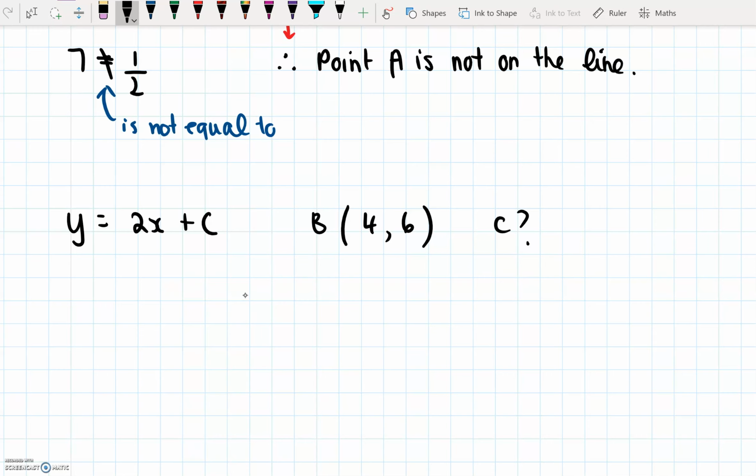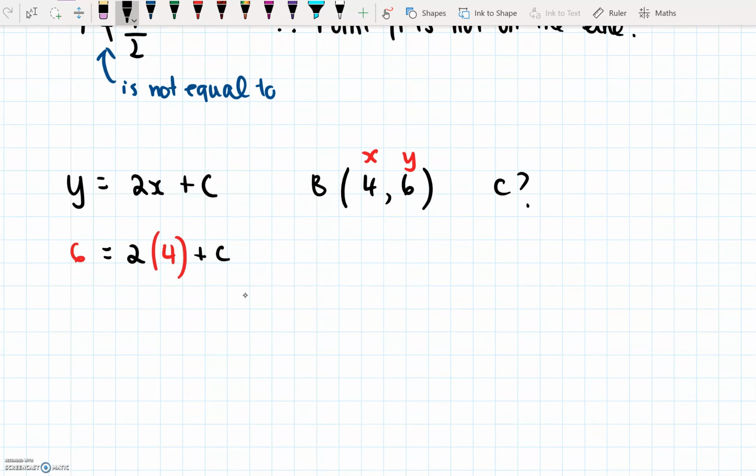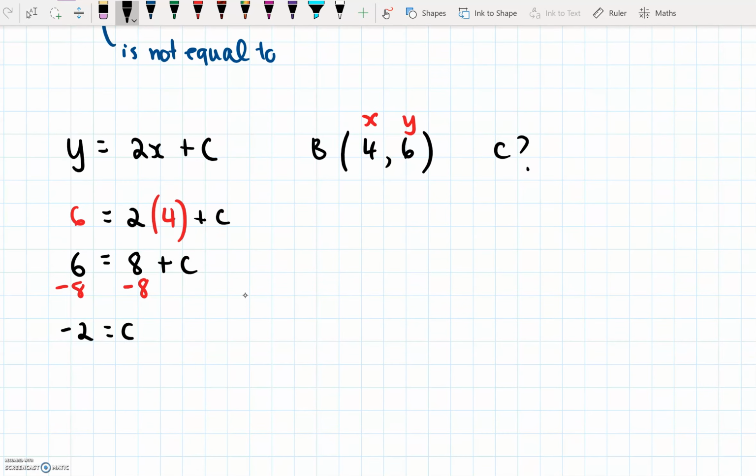In this case, we do the same thing. You know you have an x and a y here, so we're going to substitute those in. The y is 6, so instead of y, we write 6 is equal to 2 times x, which is 4, plus c. If we solve this, we will have only c left. So 6 is equal to 2 times 4, which is 8, plus c. We minus 8 from both sides. 6 minus 8 is minus 2, which is equal to c. Remember we always put the variable on the left, so c equals minus 2.